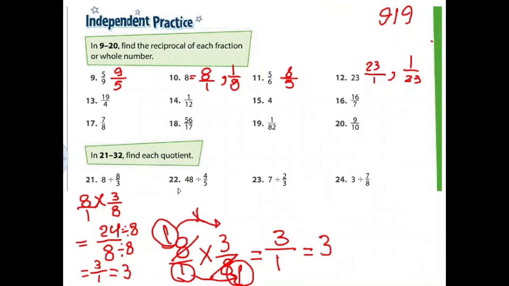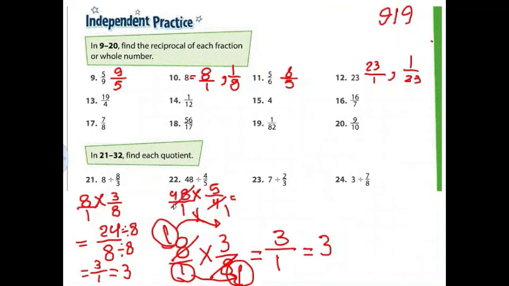Now let's solve exercise 22. 48 divided by 4/5. So change, flip. 48 times, flip, find the reciprocal of 4/5. 4/5 is going to be 5/4. Let's change the whole number 48 to a fraction with the denominator 1. Now, can you divide 48? Here we have a common factor. Yeah, we have 4 as a common factor of 4 and 48. So 4 divided by 4 equals 1.